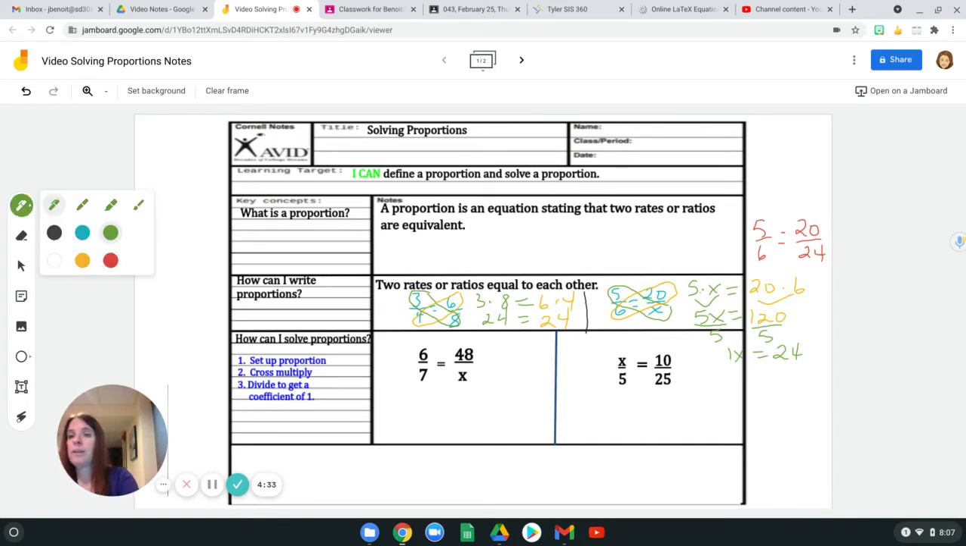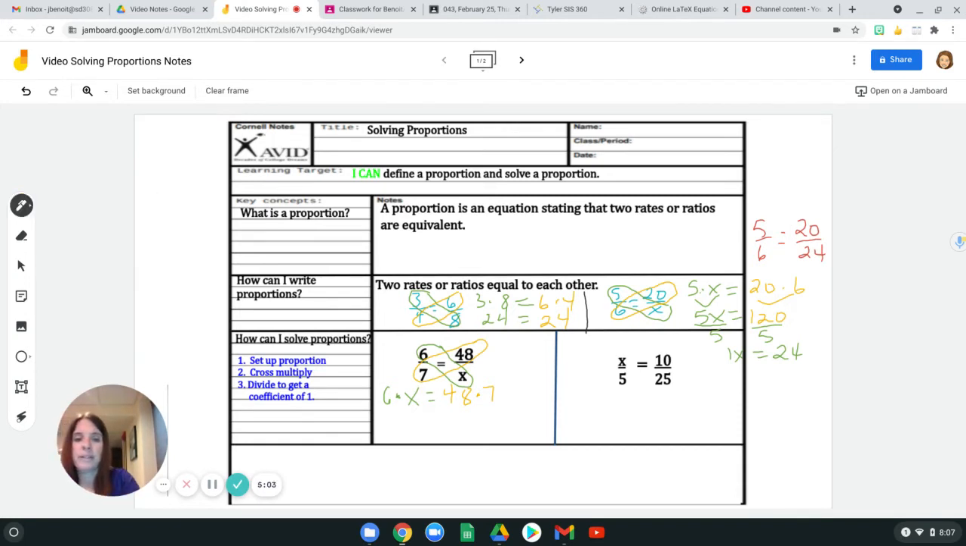So remember, that's numerator times opposite denominator. So 6 times x, and I'm not doing that multiplication yet. Okay, I'm not telling the product of that. I'm going to the other numerator times opposite denominator and setting that up on the other side of my equal sign. The next step is where you do that multiplication, okay?